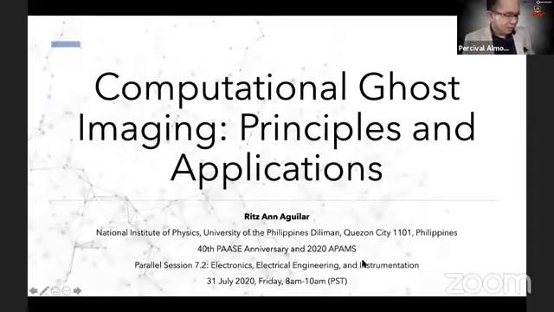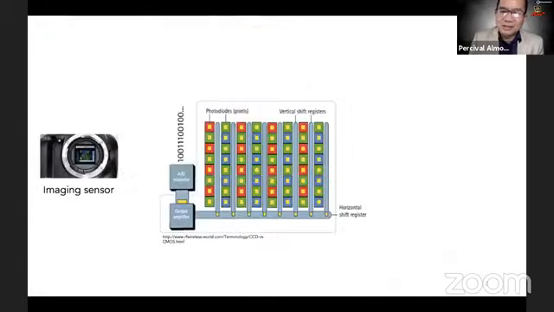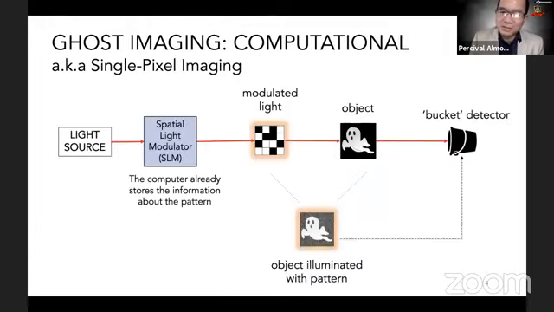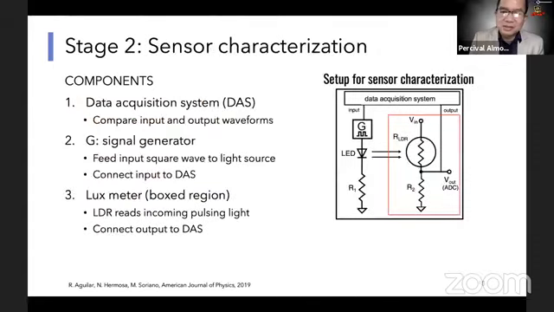So maybe I can start. The output of the computational processing is a complex field, right? Yes, sir, it's complex. Complex, right? So what could be the interpretation or the significance of the phase of the complex field?